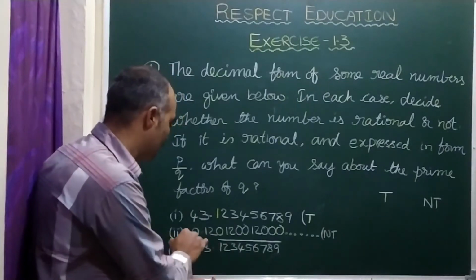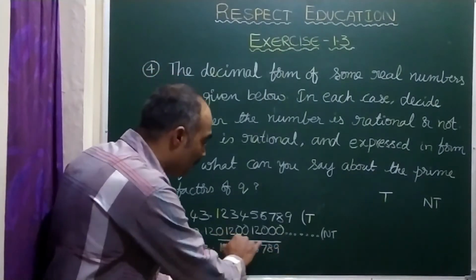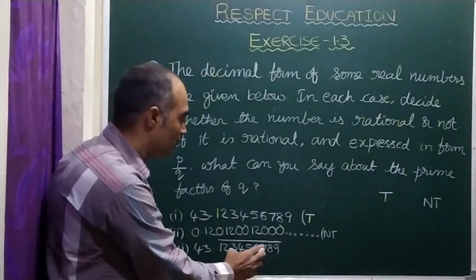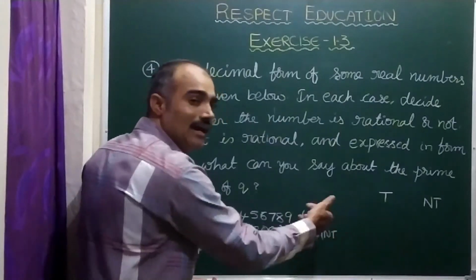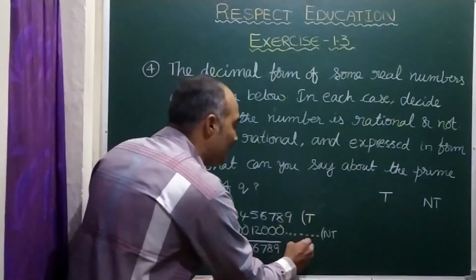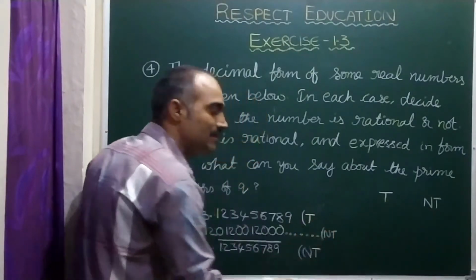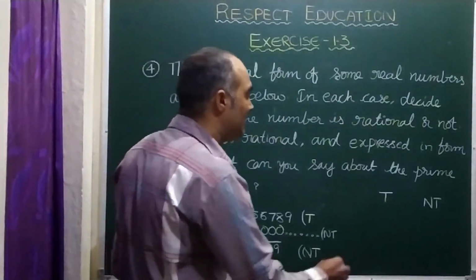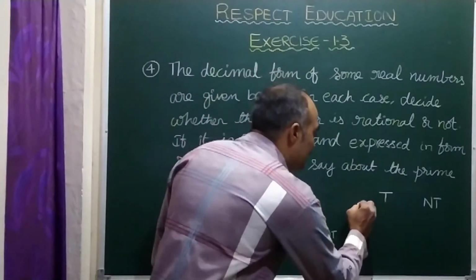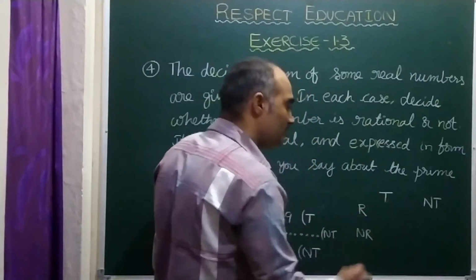So the next one, you see the third, 43.123456789 with a bar. Bar means the same part, 123456789, gets repeated again, which means it has no ending. No ending means this is also non-terminating, right? Non-terminating. And another kind of decimal expansion is also there, that is repeating and non-repeating.